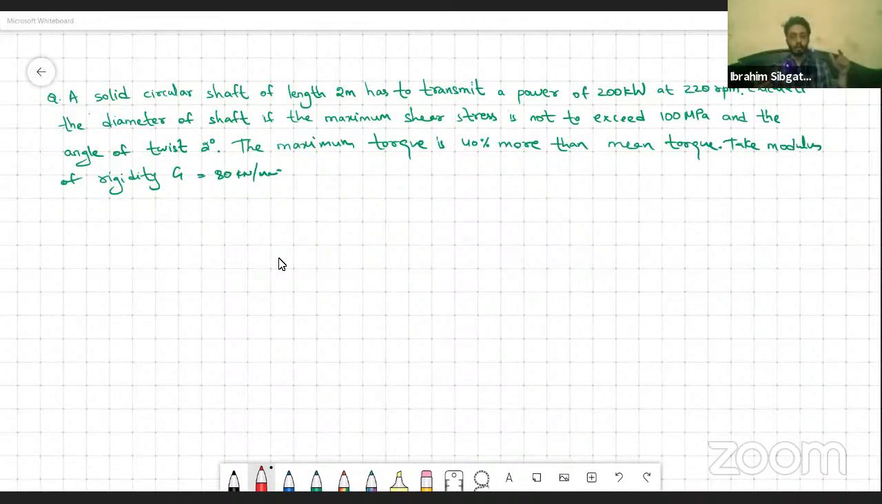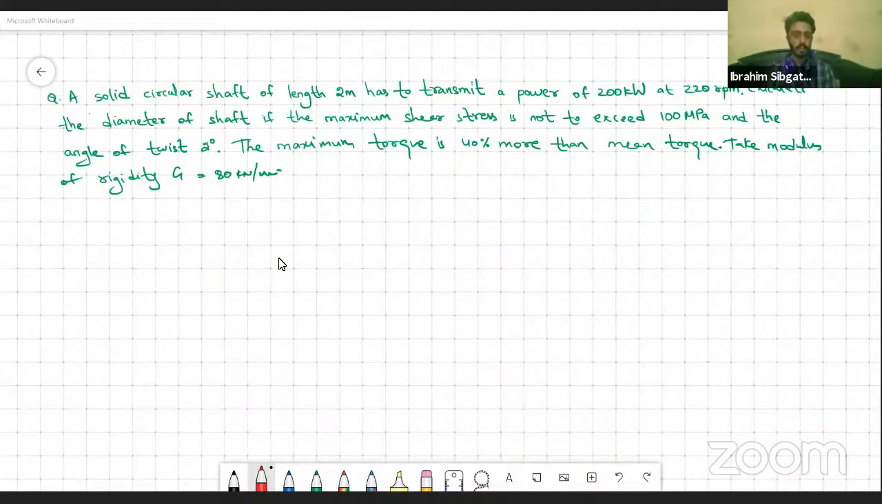They are not giving us what the torque is, and they are not giving us the diameter of the shaft. But the good thing here is that they are giving us the maximum shear stress and the angle of twist. The angle of twist, as you can see in this question, is given as 2 degrees. So I'll show you how we can convert this into radians to make it favorable for the general equation that we have. Alright, so starting with the question.